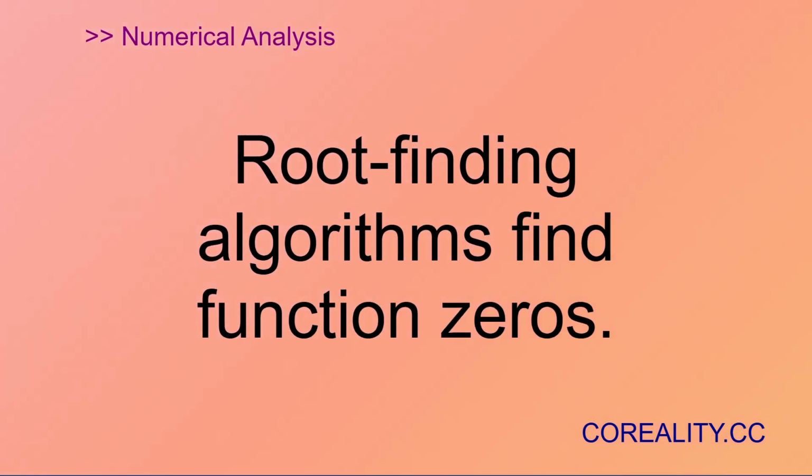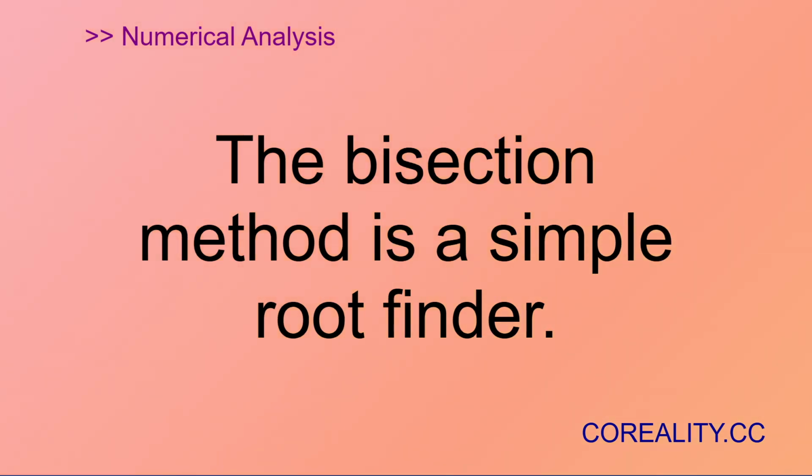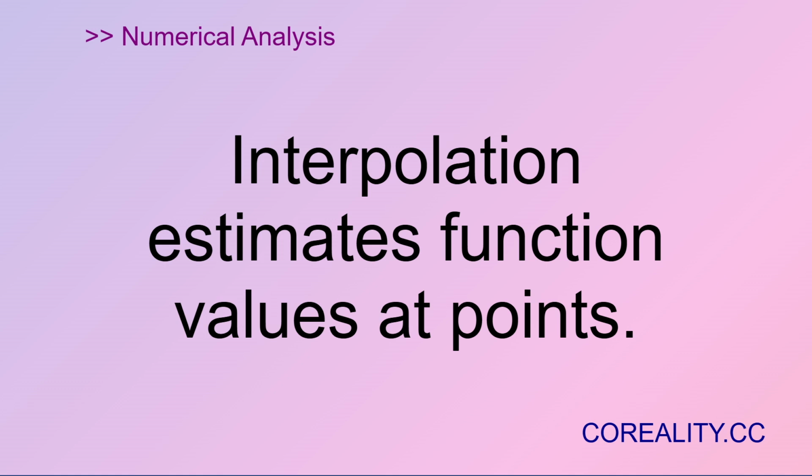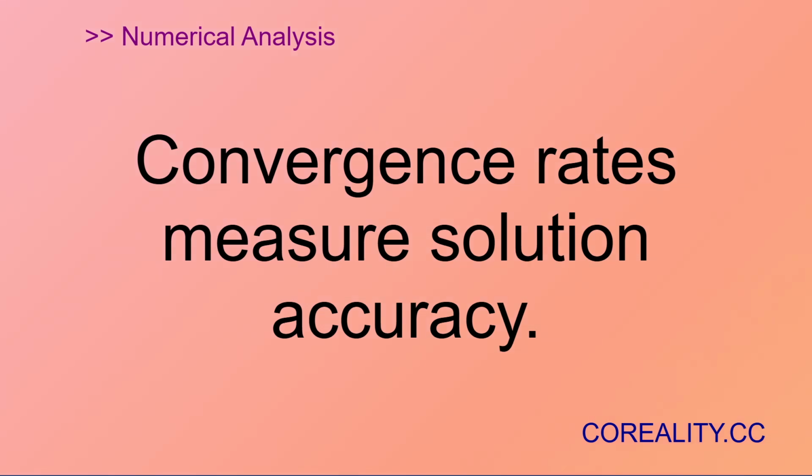Root finding algorithms find function zeros. The bisection method is a simple root finder. Interpolation estimates function values at points. Convergence rates measure solution accuracy.